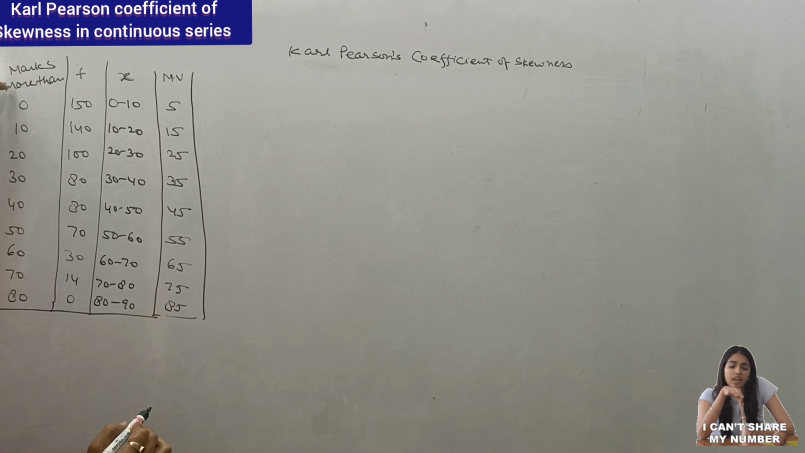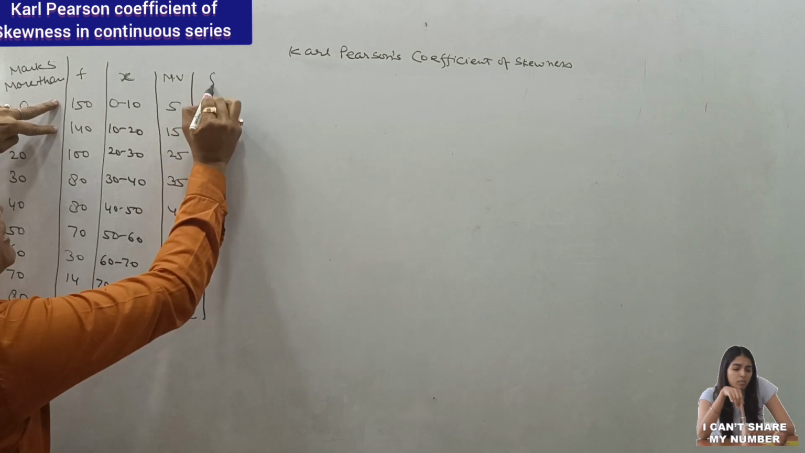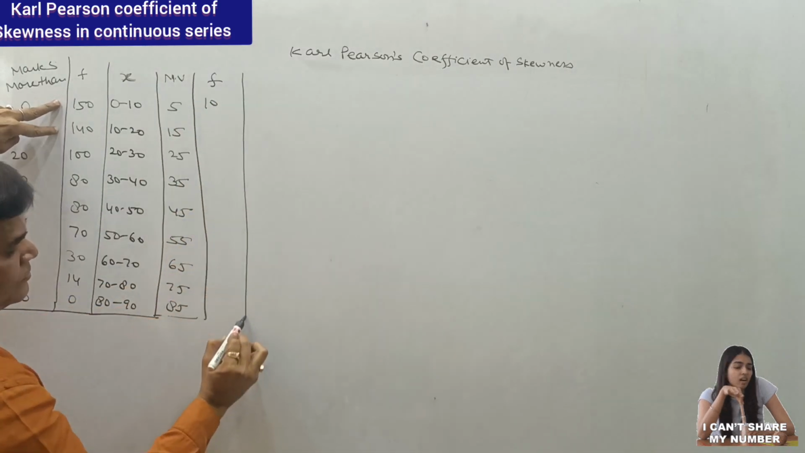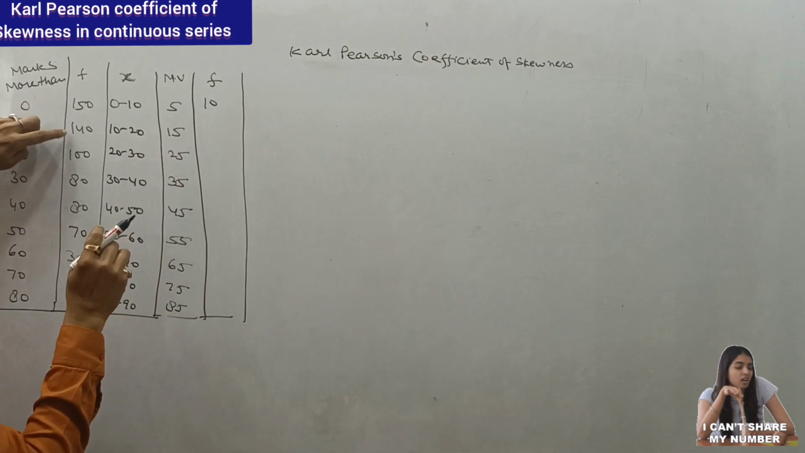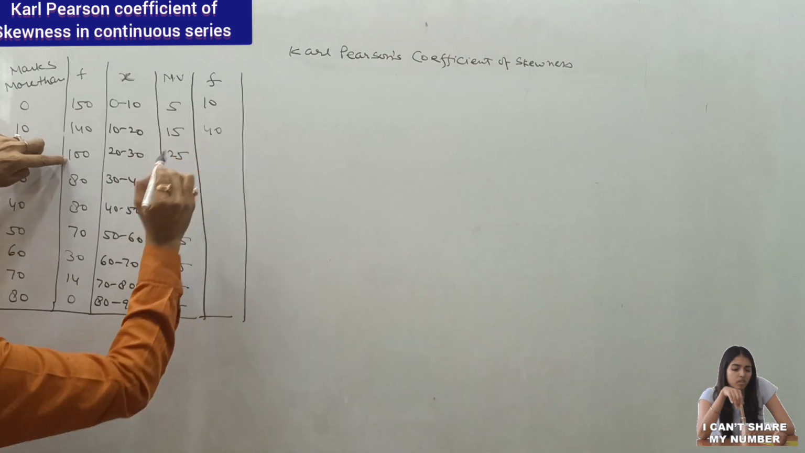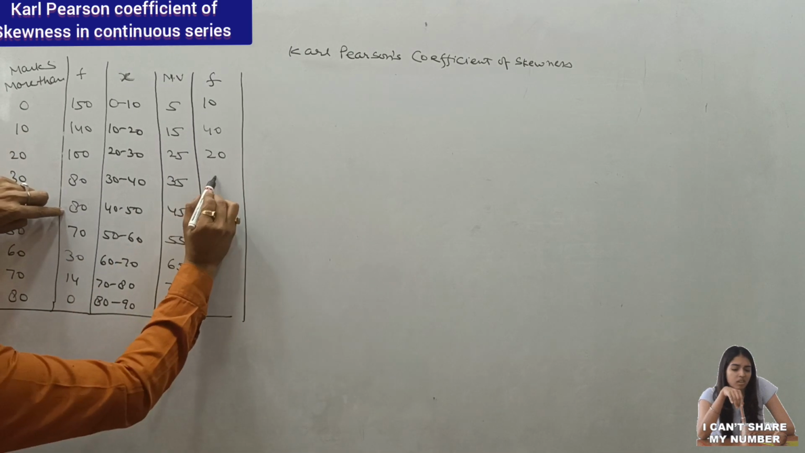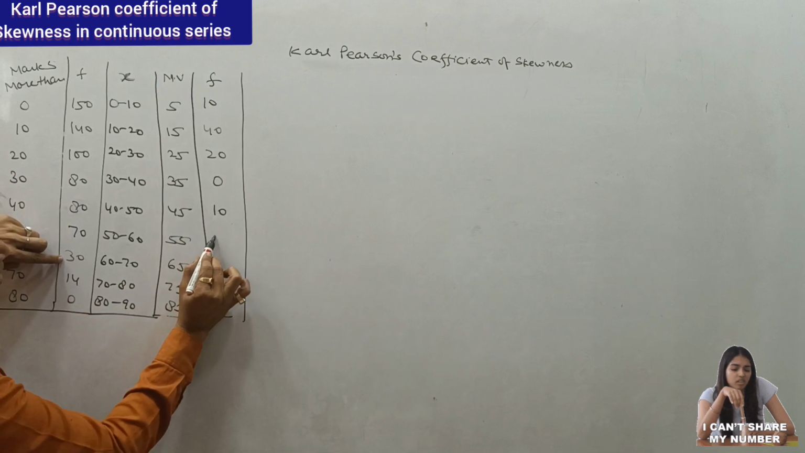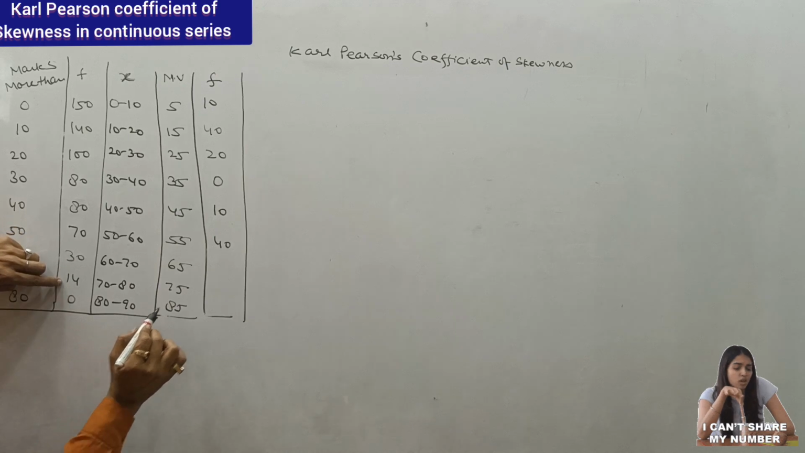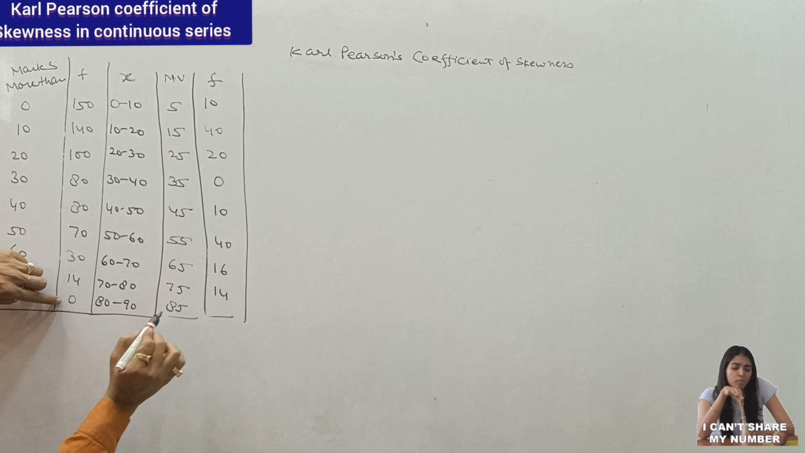Here marks more than 0 is 150 and more than 10 is 140. It means for 0 to 10 the frequency is 10. 150 minus 140 is 10. 140 minus 100, that is 40. 100 minus 80, that is 20. 80 minus 80, that is 0. 80 minus 70, that is 10. 70 minus 30, that is 40. 30 minus 14 is 16. 14 minus 0, that is 14.